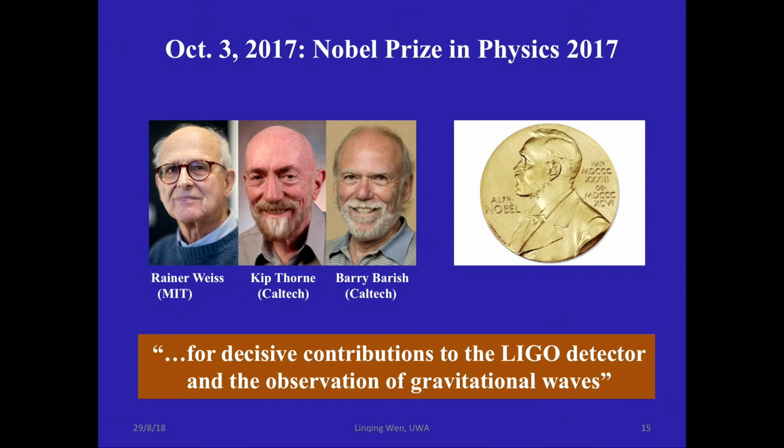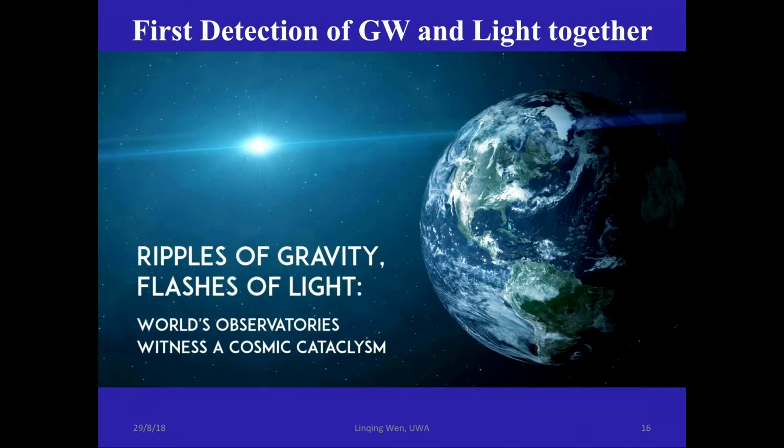Because of the discovery last year, 3 people were awarded the Nobel Prize in Physics. One is Rai Weiss from MIT, an experimenter, and 2 from Caltech. One is Kip Thorne, a theorist and astrophysicist, and Barry Barish, who is actually the director who managed it. For the decisive contribution to the LIGO detector and the observation of gravitational waves.